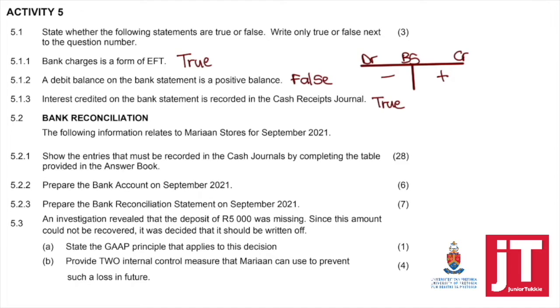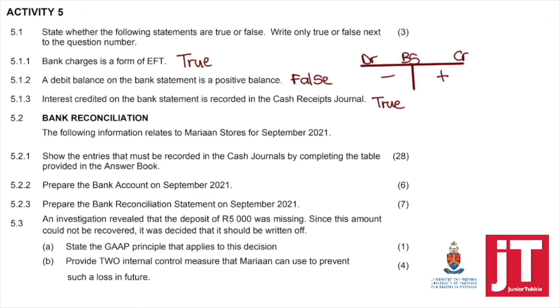5.2. The following information relates to Marianne Stores for September 2021. Question number 1. Show the entries that must be recorded in the cash journals by completing the table provided in the answer book. Question 2. Prepare the bank account on September 2021. The third question, prepare the bank reconciliation.